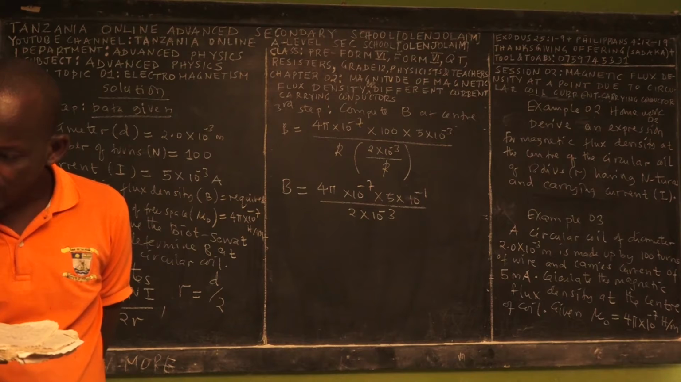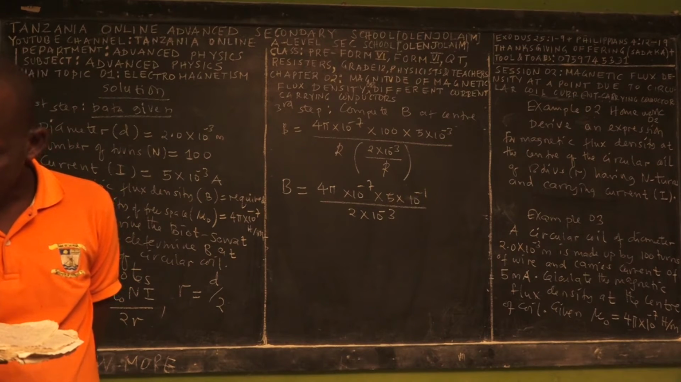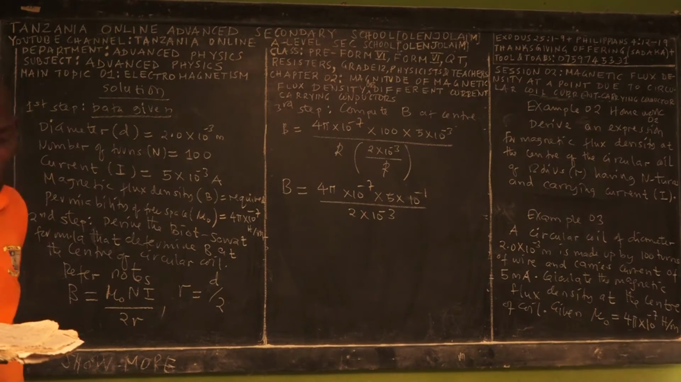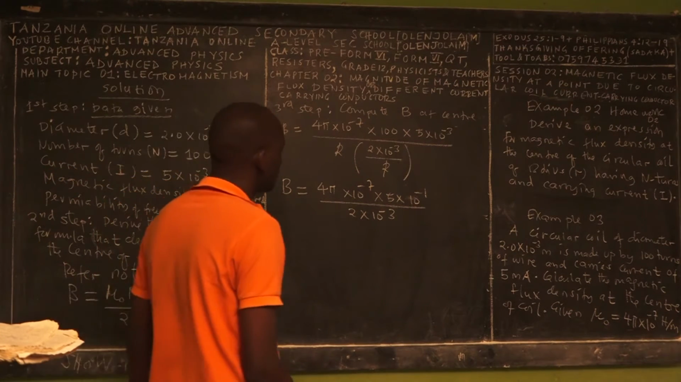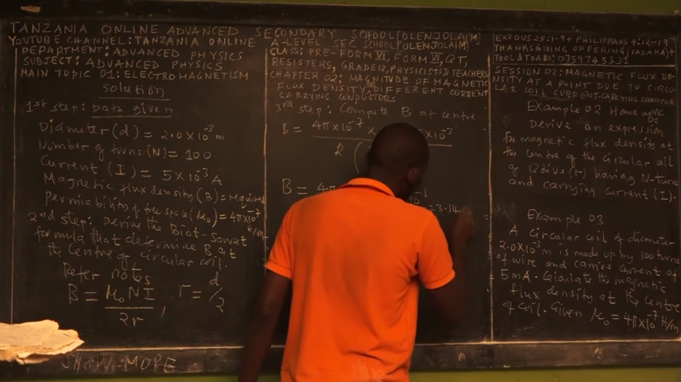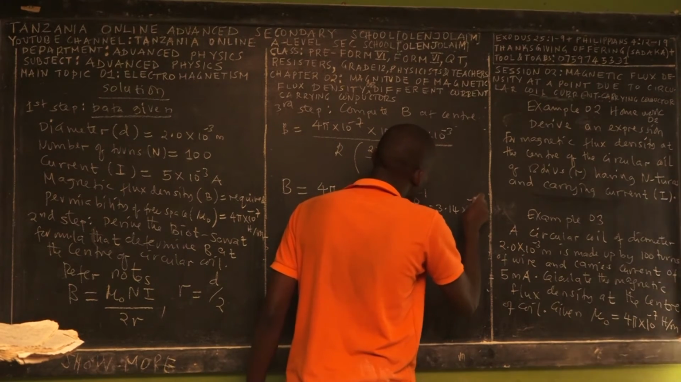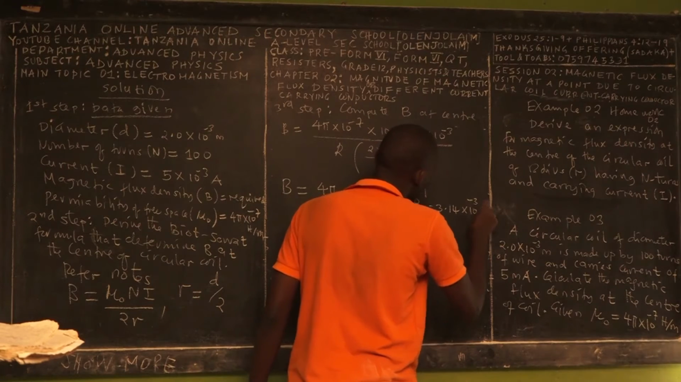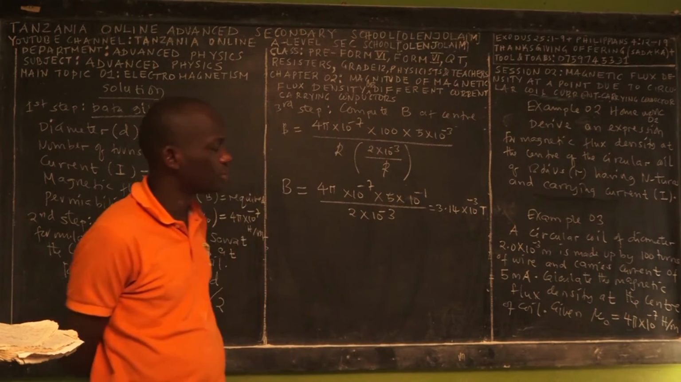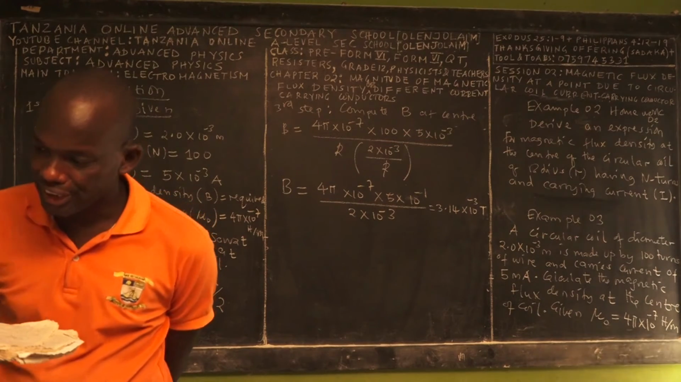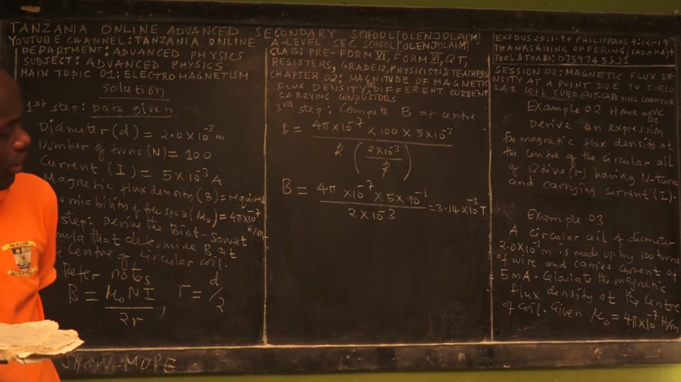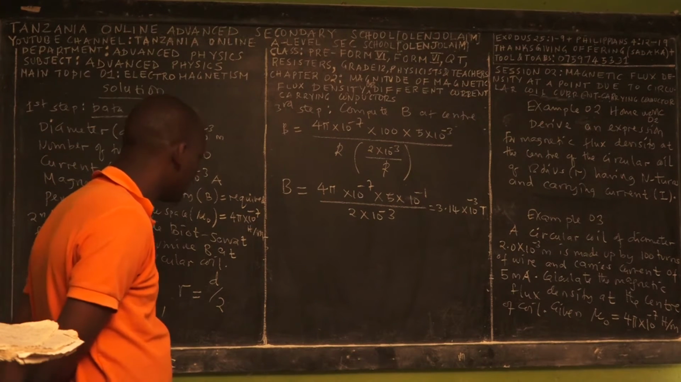If you use your scientific calculator, you find the magnetic flux density at the center of the circular coil is 3.14 × 10^-4... 3.14 × 10^-3 Tesla.